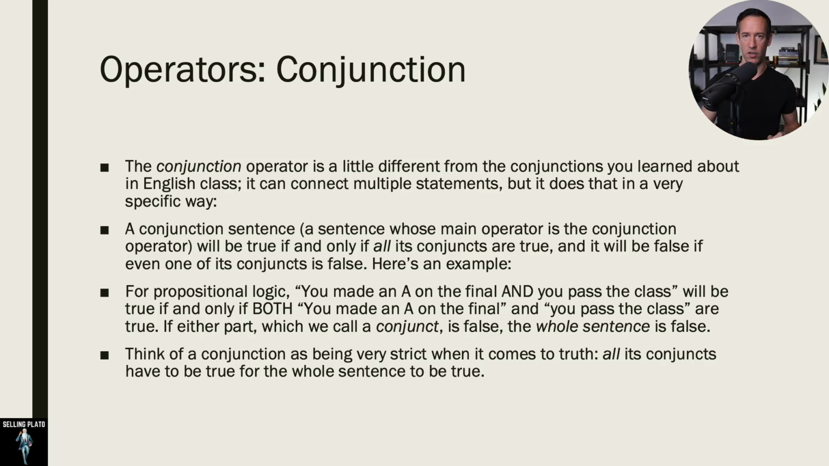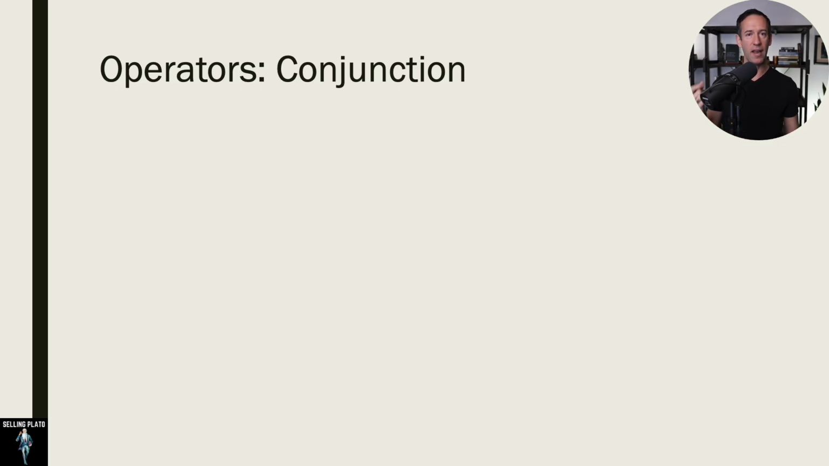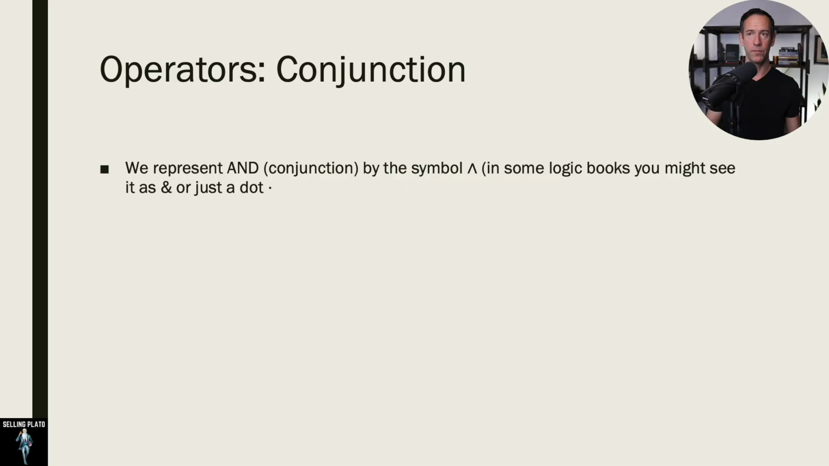All of its conjuncts have to be true for the whole sentence to be true. All of them. If there's only one conjunct that's false, the whole thing is false. All right? So we can't have any falsity if we want our whole statement to be true.